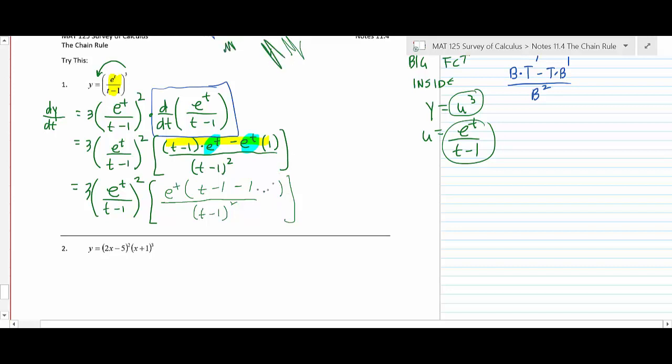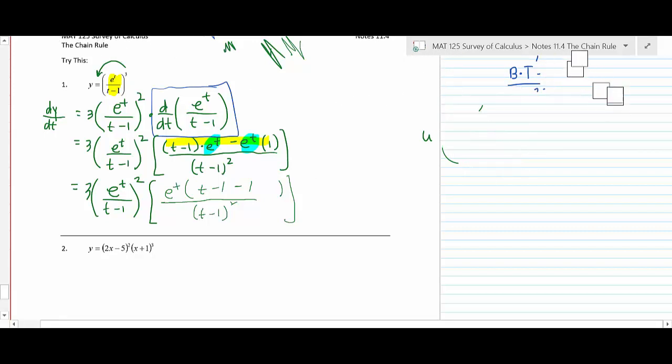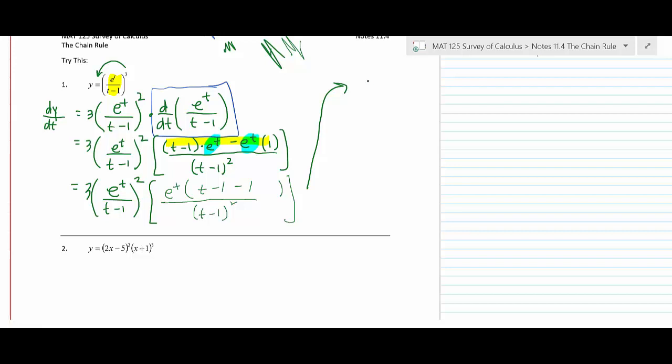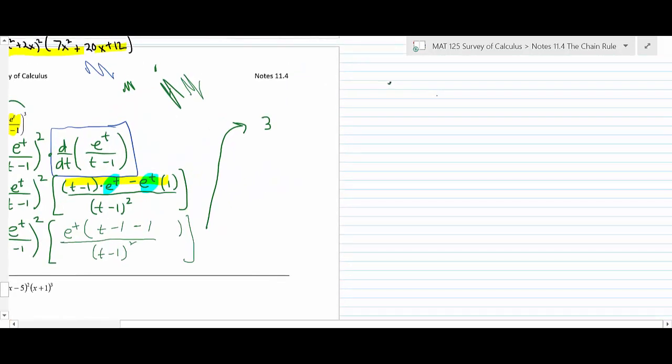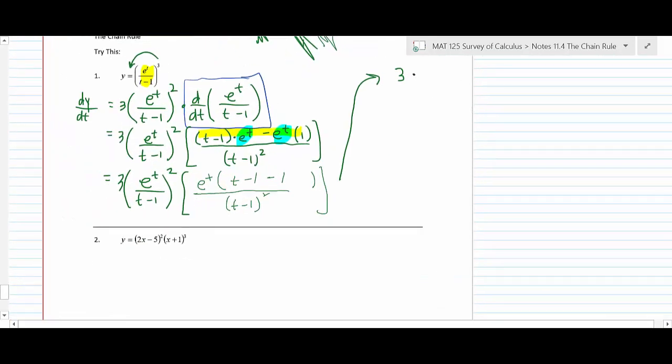There it goes. Okay, so what I'm going to do from here, let's finish this up. And inside the bracket, of course, you've got like terms that you can put together. So from here, I'm still going to have this. Now, one thing that you want to do on this part right here: anytime you have a fraction to a power, you can apply that power to both the top and bottom. So you want to write this as 3 times e to the t to the second, all over t minus 1 to the second. That's something that you want to make sure you know how to do, okay?